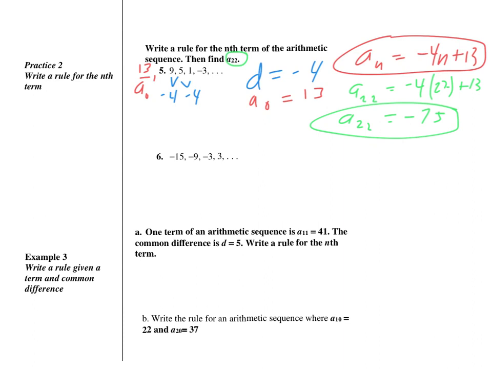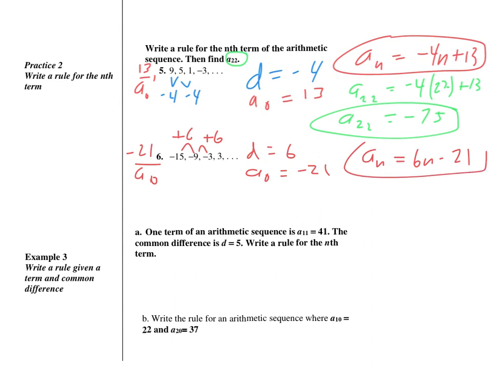All right, next up, same idea here. This pattern actually looks like a plus 6 pattern. So we'll have a positive common difference, positive 6. And then our a sub 0 back here, hypothetically. So we're adding 6 going right, which means we're subtracting 6 going left. So I would have to have a negative 21 there to fit the pattern. And so with my a sub 0 at negative 21, I can just write my formula as a sub n equals 6n minus 21.